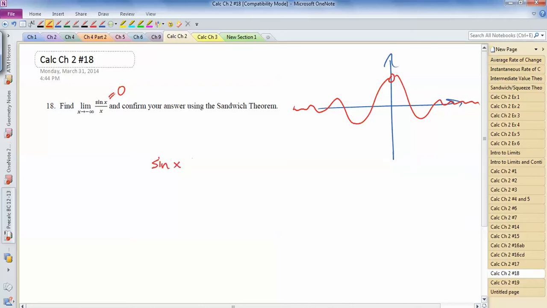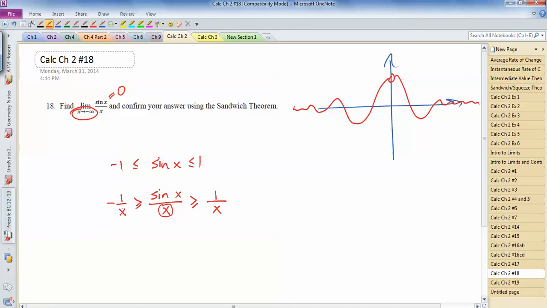We know sine x is between 1 and negative 1. So if I were to take sine x over x, well, remember, we're looking at negative x's here. So I'm actually dividing by a really big negative number. If I divide by a negative number, then I have to flip my signs. So this becomes 1 over x, and this becomes negative 1 over x. Remember, x is a negative number, so you've got to flip them.